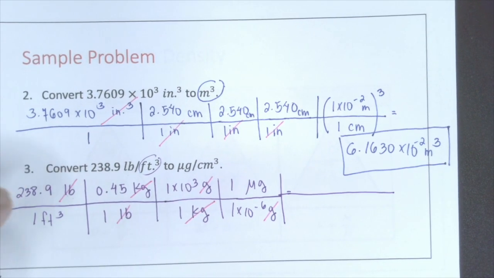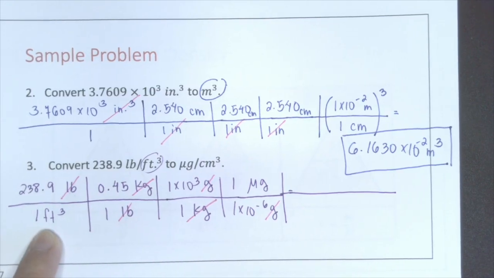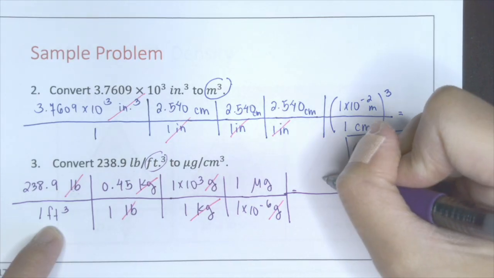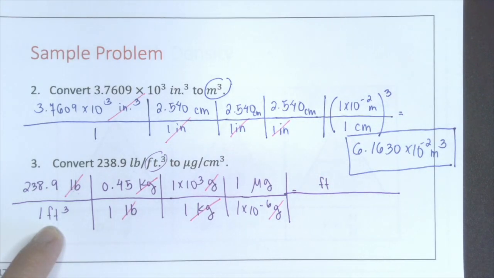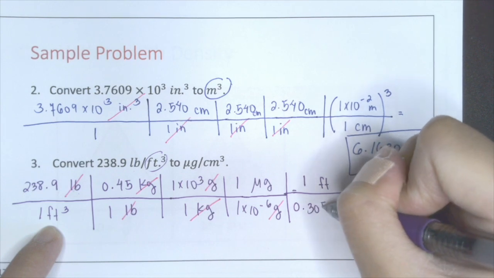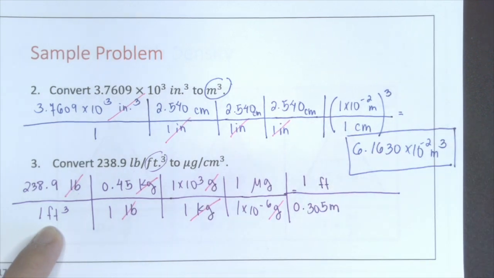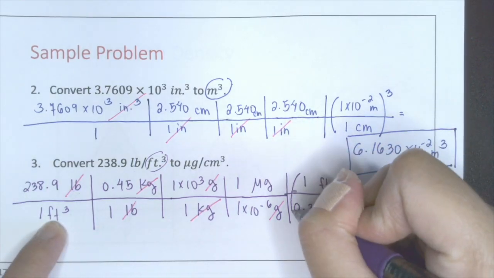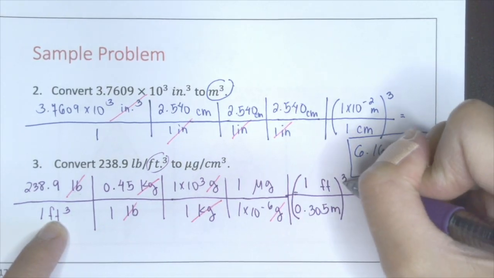Okay, and so because this unit is in the denominator and we want to cancel it out, we do the opposite. So that means the unit feet is going to be put on top. And according to our table, 1 foot is 0.305 meters. And again, the same thing, because it is cubed, we have to cube the entire thing.